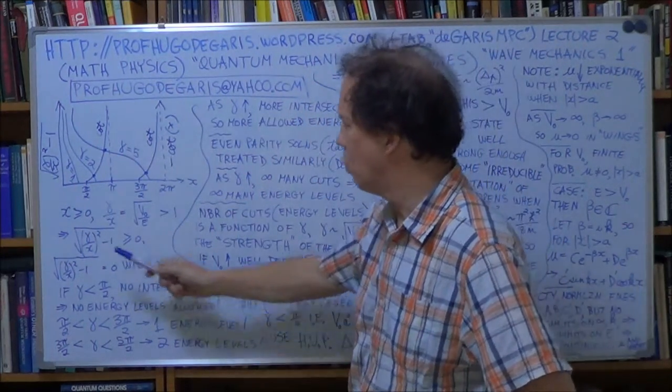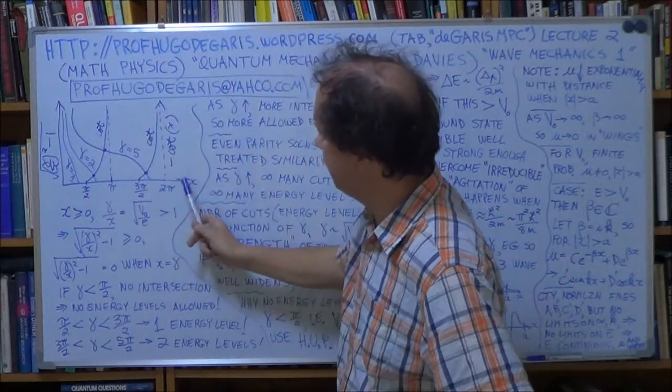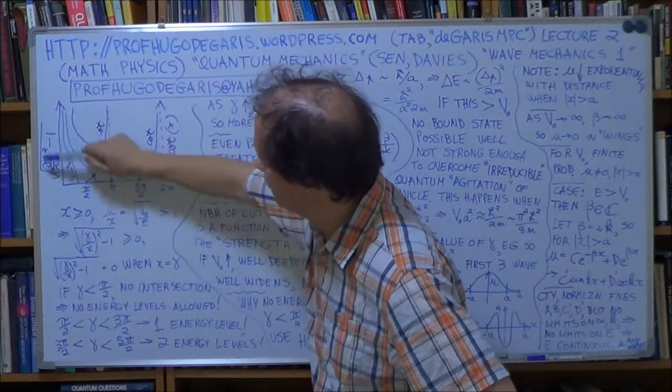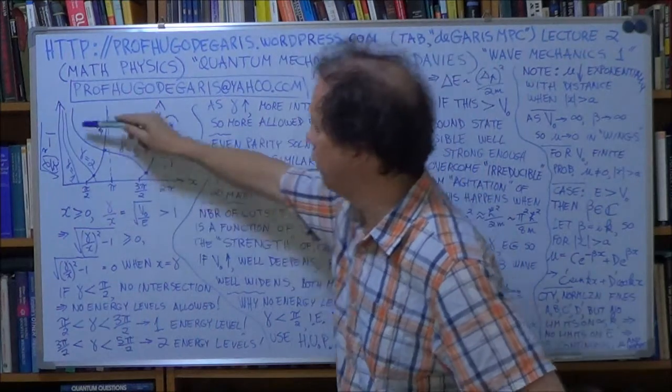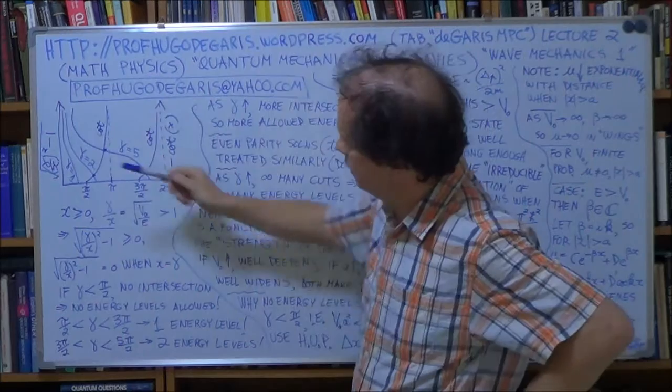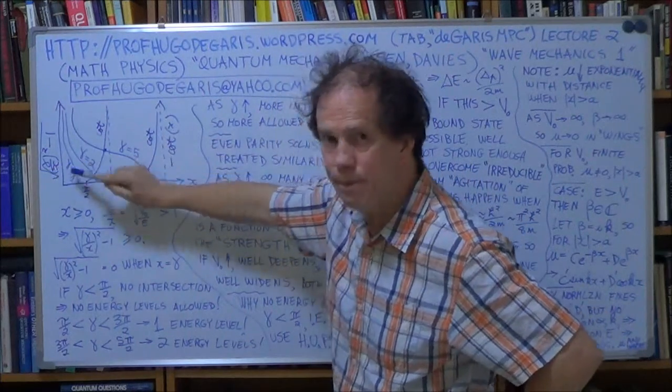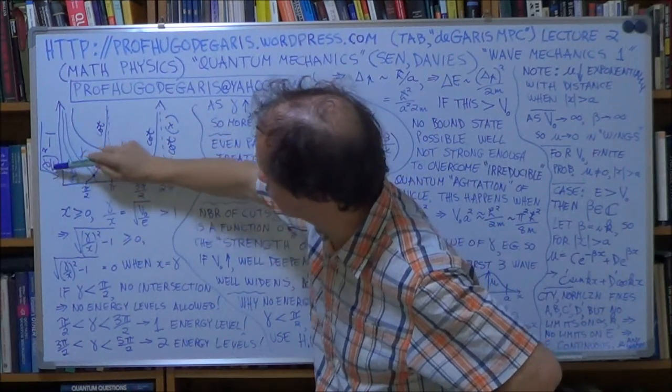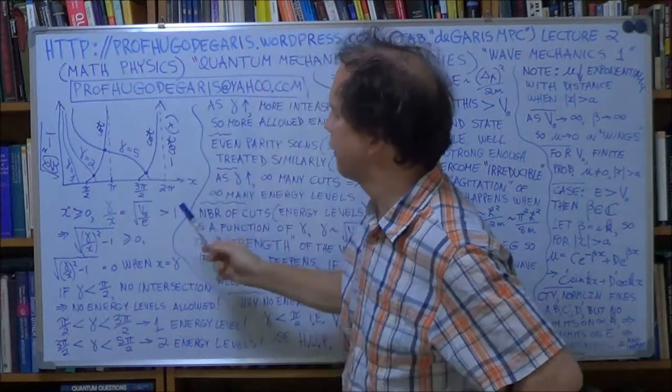Okay, now when does this become 0? In other words, where do these curves intersect on the x-axis? Well, can you see it'll just be when x equals gamma. So if x equals gamma here, then that's just 1. Minus 1 is nothing. Okay.